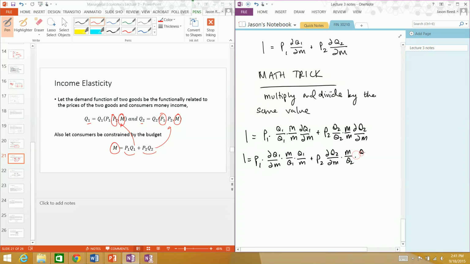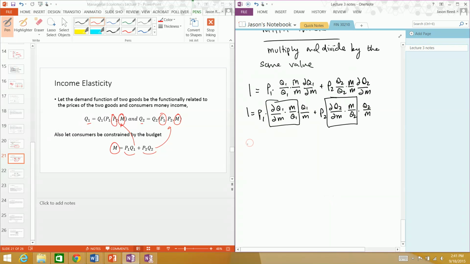over Q2, Q2 over m. Now we could cancel these out and we're back to what we originally had, but let's not. Let's notice that essentially we can work with this. This is our income elasticity. So if that's true, let's write that in there. So we have P1 times elasticity of income with respect to good 1 times Q1 over M plus P2 times income elasticity with respect to good 2 times Q2 over M. Now we're left over in this equation with P1 times Q1 times M.